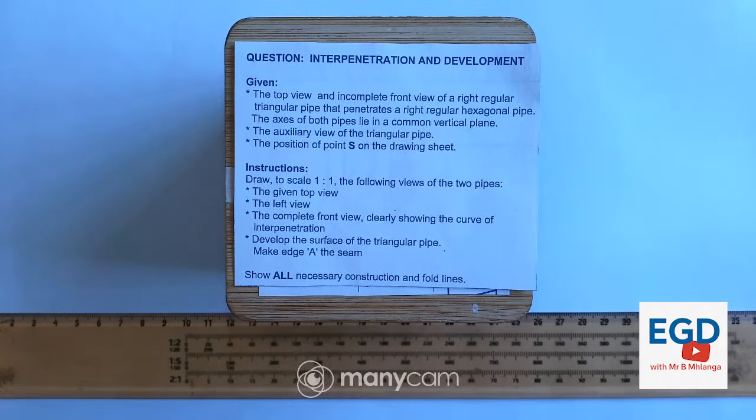Today we are working on an interpenetration and development drawing. So this is page 84 from the JPEGD workbook. I'll take you step by step through the question, showing you how to approach it and avoid common mistakes. So make sure you have your instruments, your workbook, and page 84. And then now we can start with the question.